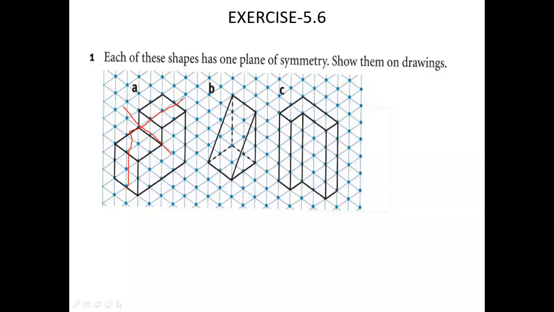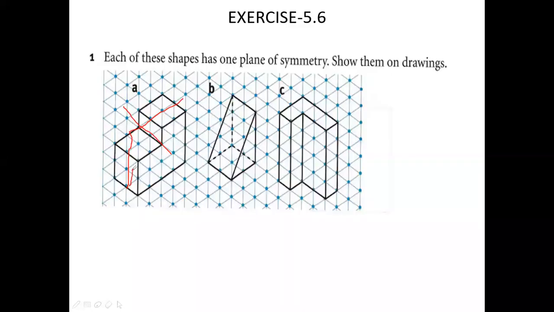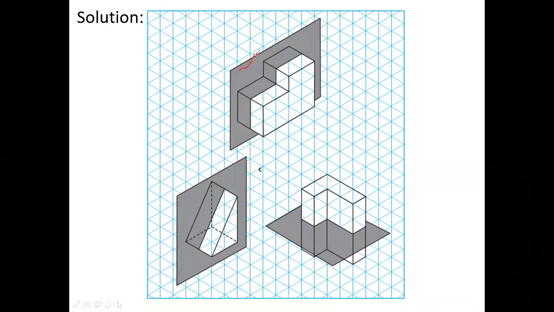So horizontally is not possible. Vertically it is possible. I need to take the plane vertically. Look at here. If you take a plane here in the center of that figure, it divides the given figure into two identical parts. So for the first figure we can draw the plane of symmetry like this. This is the plane of symmetry. Only one is possible here. Come to the second one.